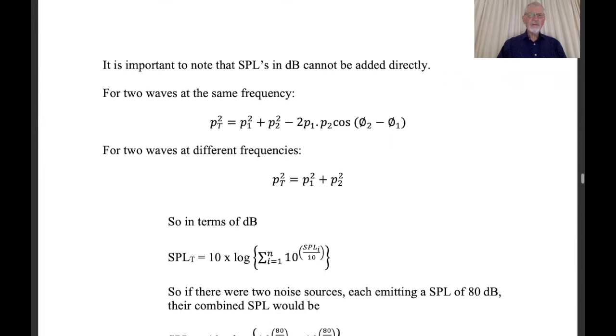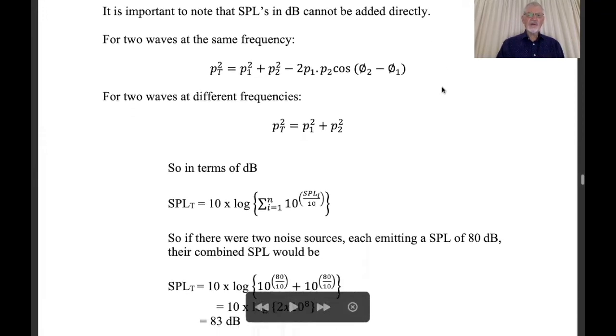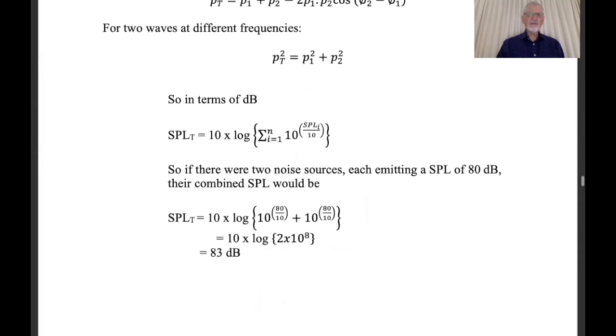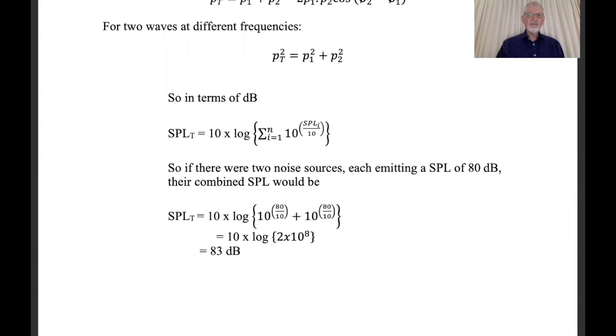Now I've put these notes in here to indicate that when you're adding two waves of different amplitudes, the sum will depend on the phase. But if you get away from sound pressures which are the same frequency, then phase doesn't matter. So you're just adding the sum of the squares. So when you take the log of both sides of that equation, you get this rather complex equation here.